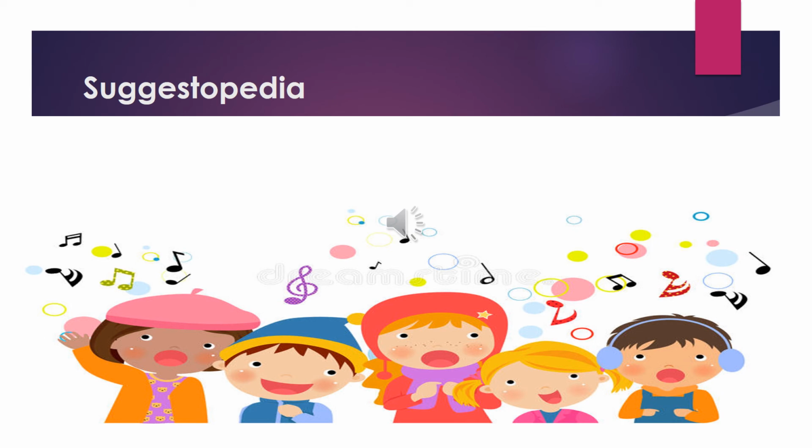Number 4, Suggestopedia. Suggestopedia is for the students to feel more comfortable when they are responding to something that the teacher is saying. So in this one, students can start discovering more about themselves. So they can start working with their minds, using a lot of their brains, and start learning other skills that they didn't know they had.